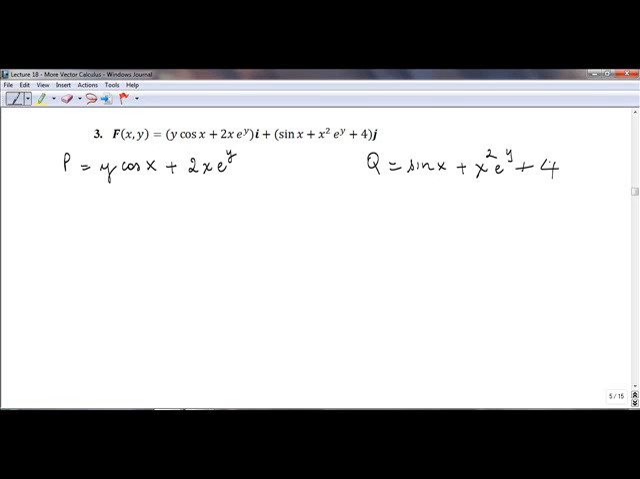All right, let's prove. What do we find first? Partial P with respect to y. What is this? Tell me. Cosine x plus, next term, the same thing. Good. Go on the other side. Q sub x, partial Q with respect to x, what's that? Cosine x plus 2x e to the y. Bingo! So F is conservative. They're the same.